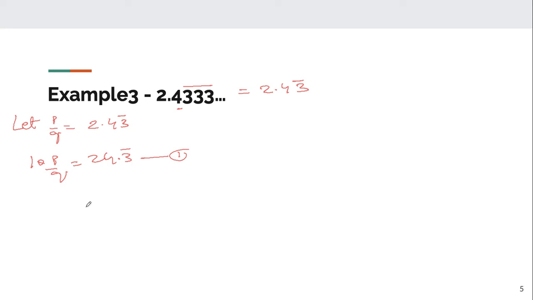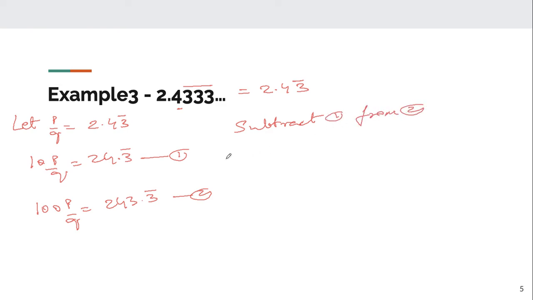Now we have to bring one set of repeating digits to the left hand side. That we can do because there is only one digit that is repeating. We can do it by multiplying 10 both sides. So 10 multiplied by 10 is 100 p by q equals 243.3 bar. This is equation number 2. Step number 3 is subtraction. So we will subtract 1 from 2.